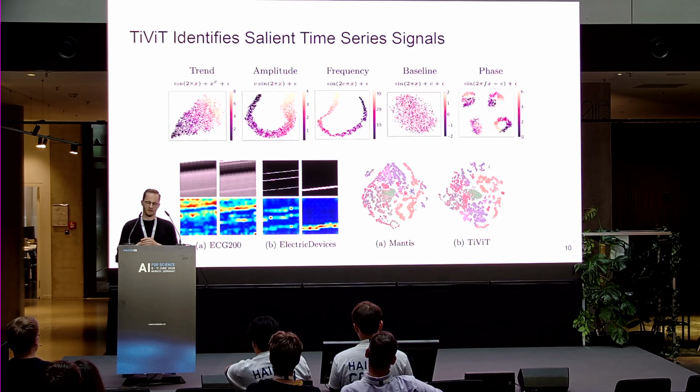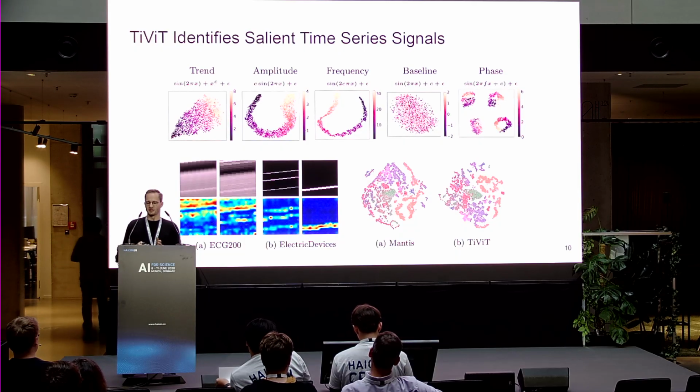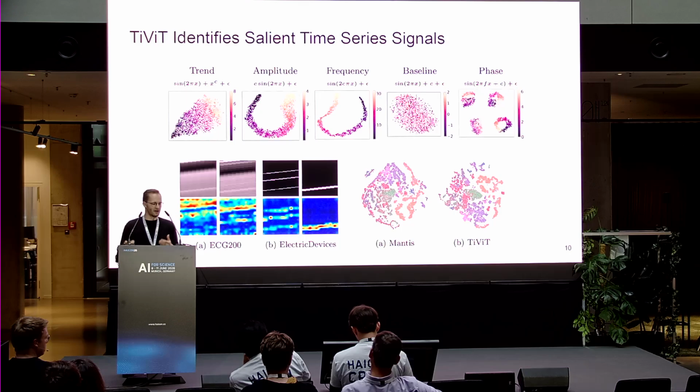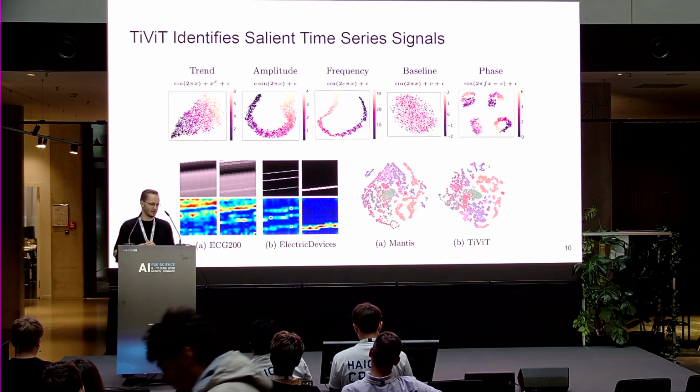And finally, we also look into t-SNE visualizations on datasets. We, again, have 2D projections of our TiViT representations, and we can find that they are actually very well aligned with ground truth labels. Here, the different labels are represented with different colors, and you can see that TiViT is able to group representations very well according to their underlying classes without ever seeing any class labels.